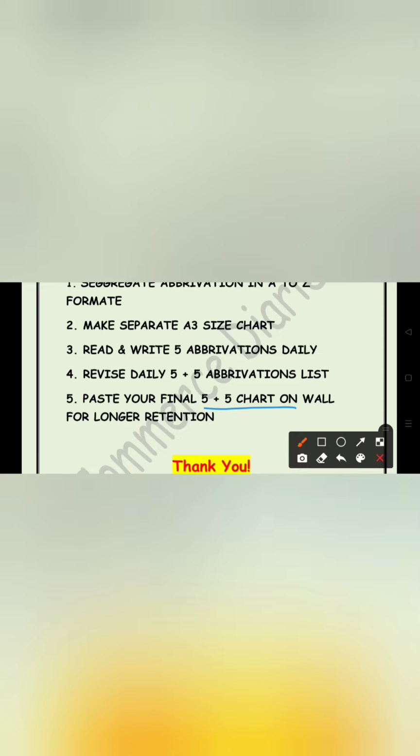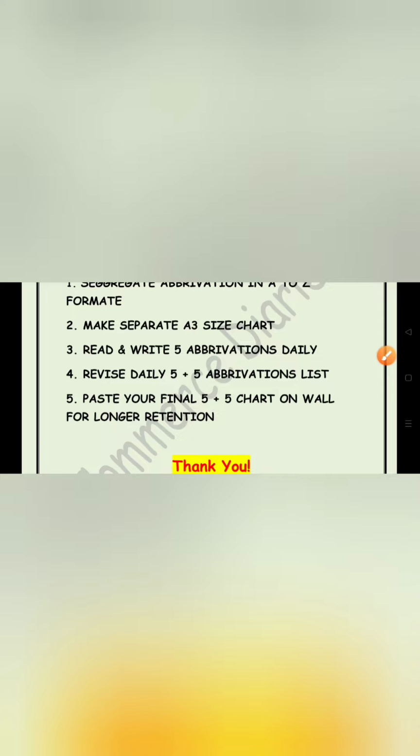As I told you in the beginning itself, make an A3 size chart. After completion of your whole list of abbreviations, you will have one beautiful chart. That chart you can paste on your wall or where you usually study, maybe your study room or maybe your study table. Just paste it, and after completion of the full list of your abbreviations, you don't need to revise it separately. Just have a look at that chart, and you will easily retain all the abbreviations.